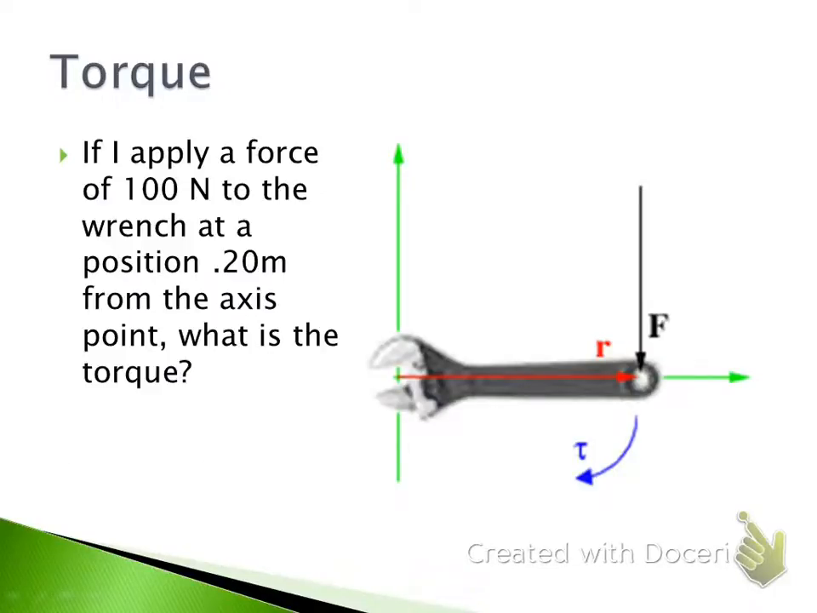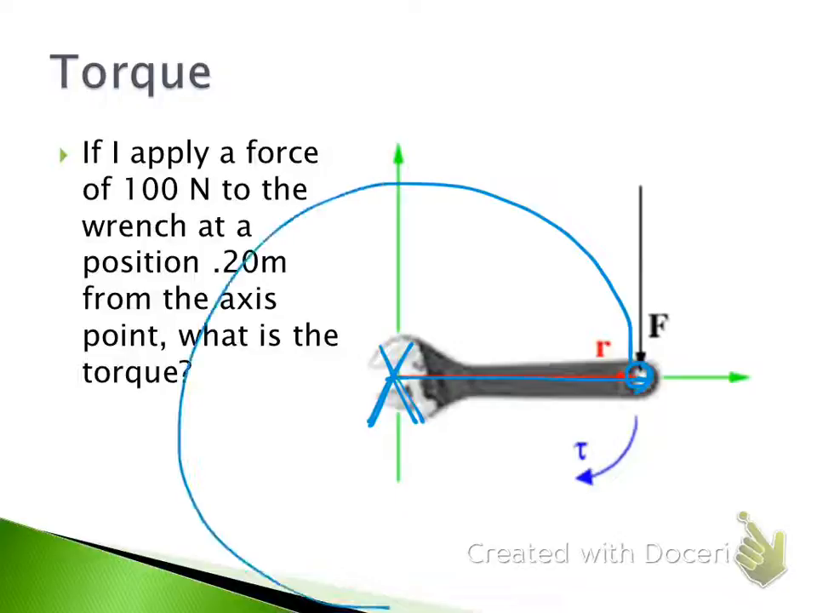So let's try this one here actually before we move on. I apply 100 Newton force to the wrench at a position 0.20 meters from the axis point. What is the torque? Do we ever need to split that distance in two to make it the radius? No. Because the radius is the distance from the axis point to our force, right? If we completed the circle here, that would be the radius.